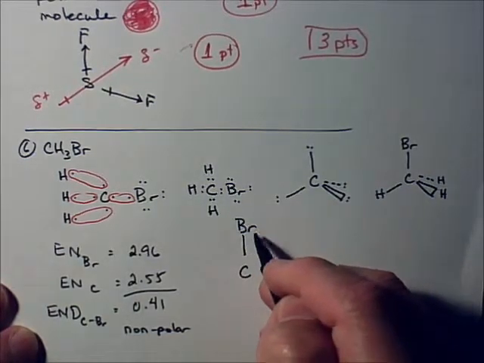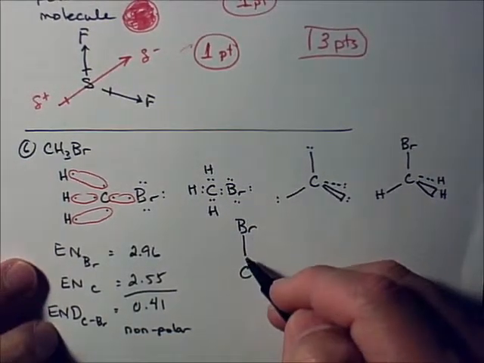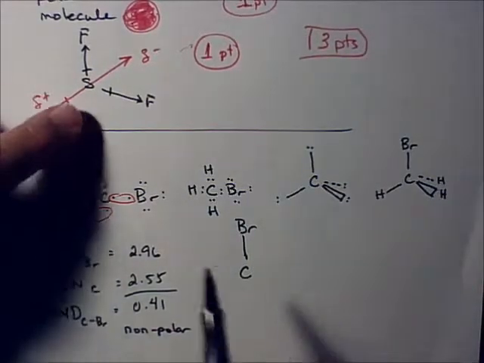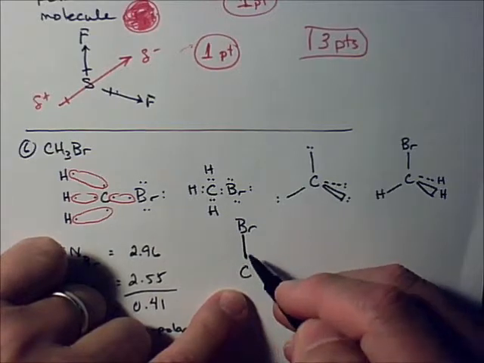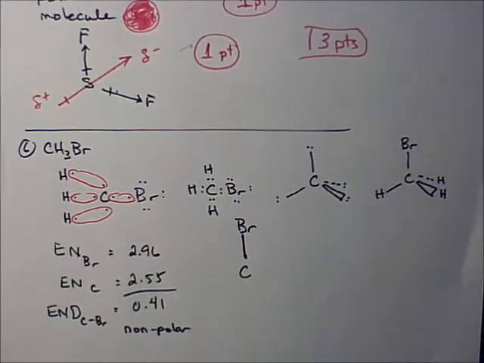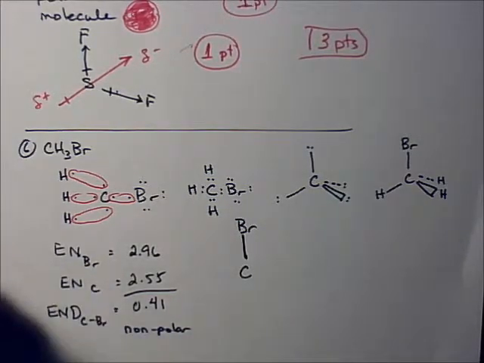So this bond is not polar. I cannot put an arrow here. That dipole arrow like I used right here is only used for polar bonds. And for this class, we said that any electronegativity difference that's 0.5 or less is considered nonpolar.